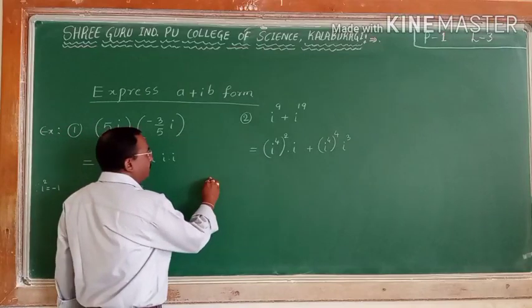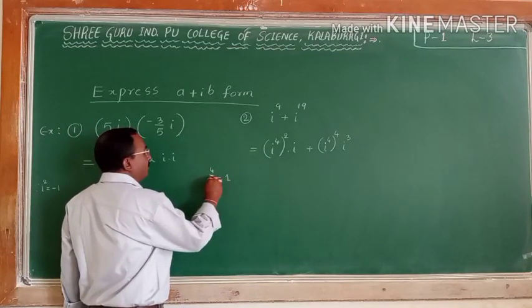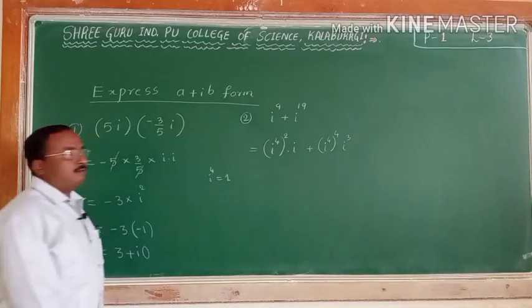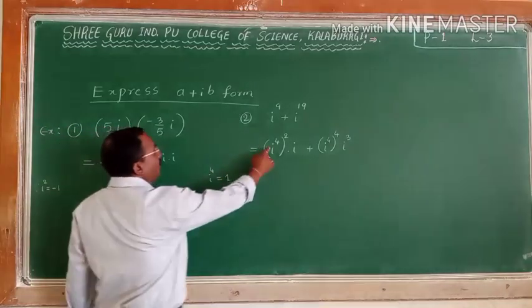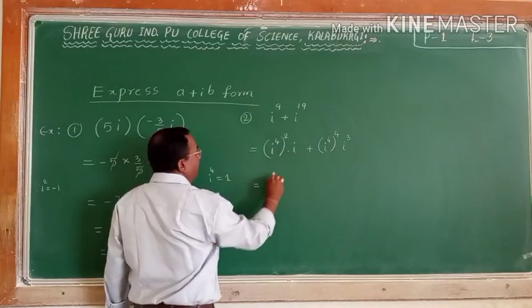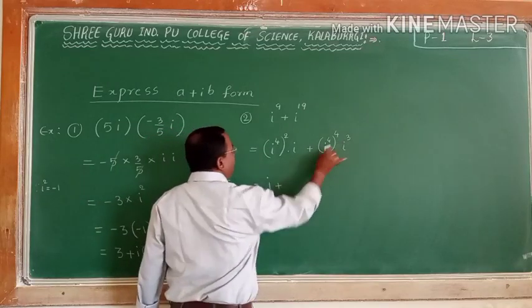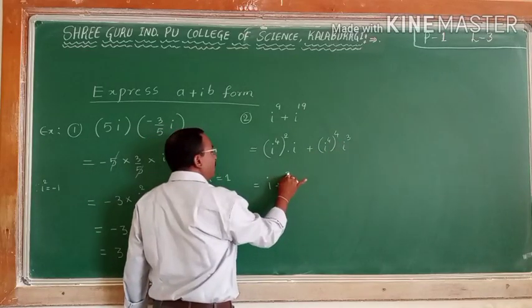Here, because i power 4 is always 1, and 1 to the power any number is always 1, we get 1 into i plus 1 into i cube.